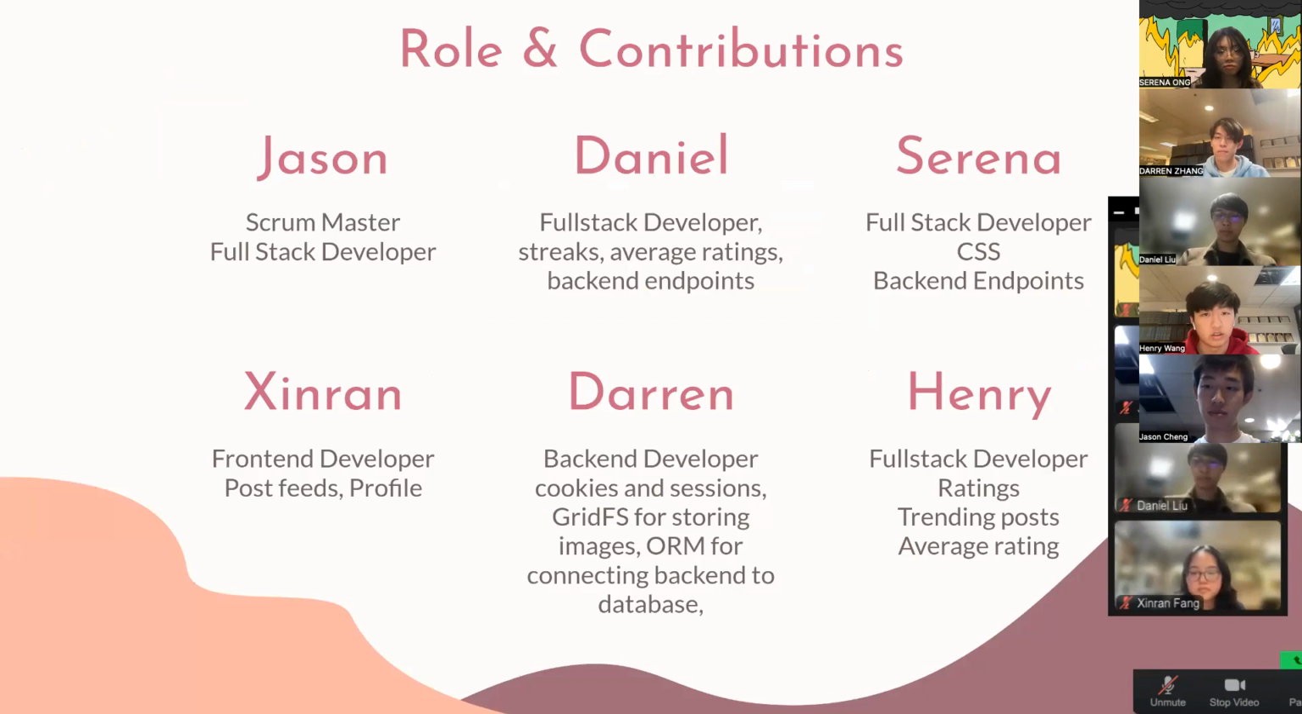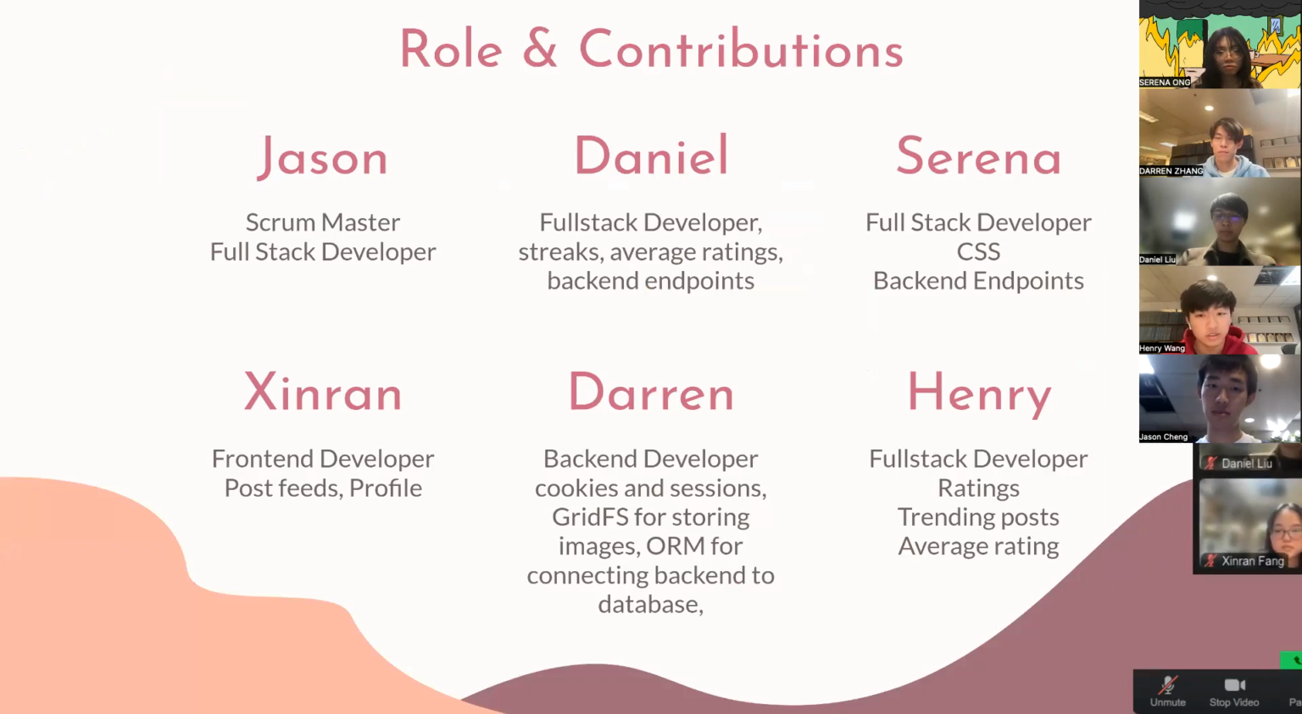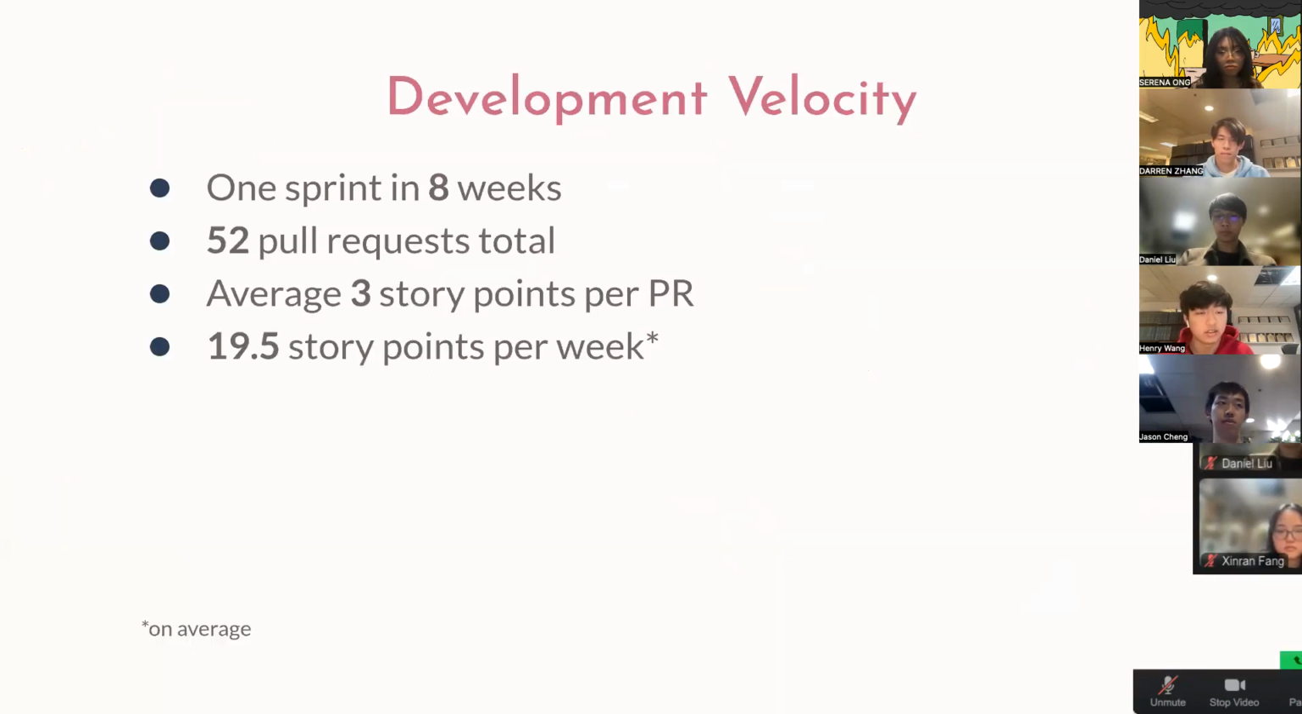For our roles and contributions, Jason acted as our Scrum Master, and the rest of us worked on various things, including backend and front end and UI UX. And you can see the specifics of what everyone worked on the slide here. As for the velocity, we completed 1 sprint in 8 weeks with a total of 52 pull requests. And given an average of 3 story points per PR, that's about 20 story points every week. So pretty good development speed.